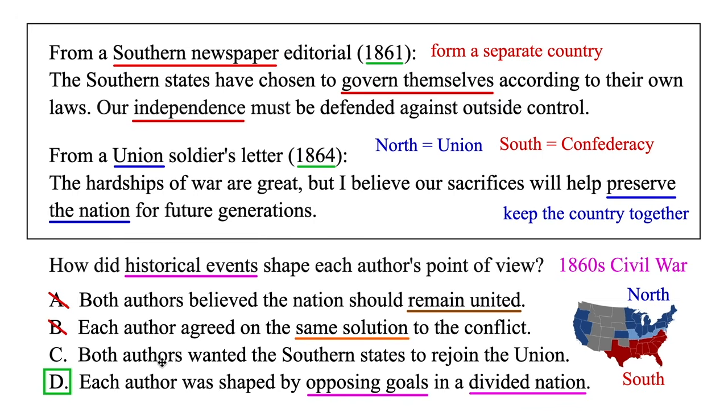And then the third one, both authors wanted the southern states to rejoin the Union. But the problem is the first person from the southern newspaper, they wanted to govern themselves and have their own independence. That's the opposite of joining the Union and forming a United States. So this one's not right either. But that's where knowing the historical event of the 1860s helps a lot. We know the Civil War was going on. It was a divided nation. So it makes sense that somebody from the North and somebody from the South would definitely have opposing goals here.